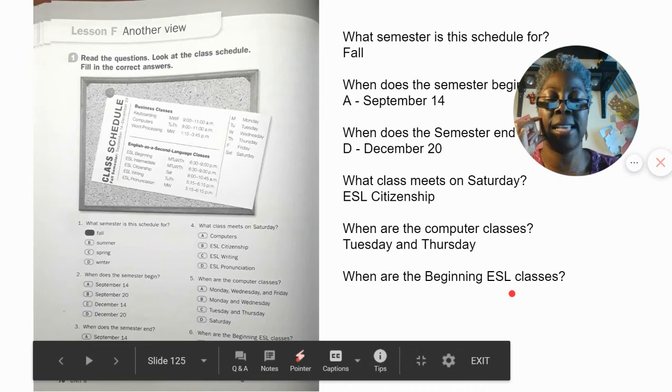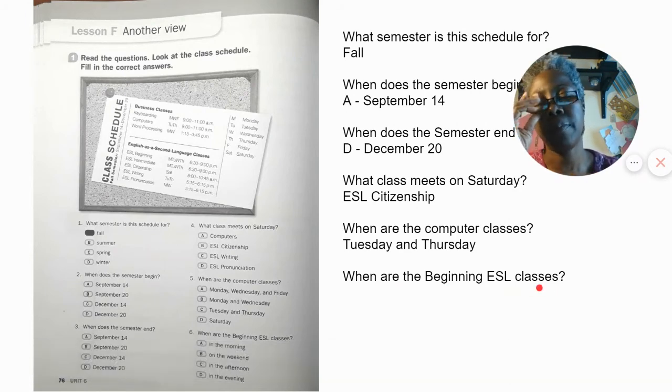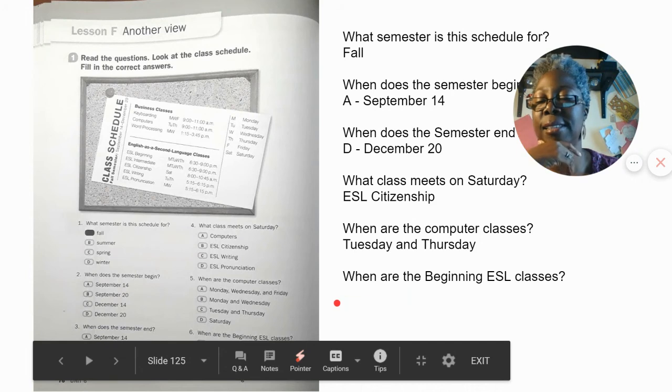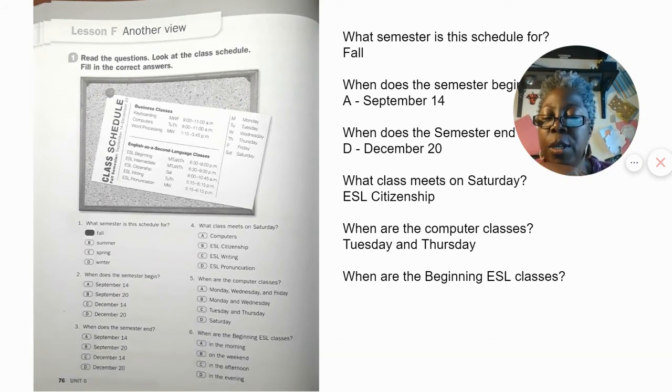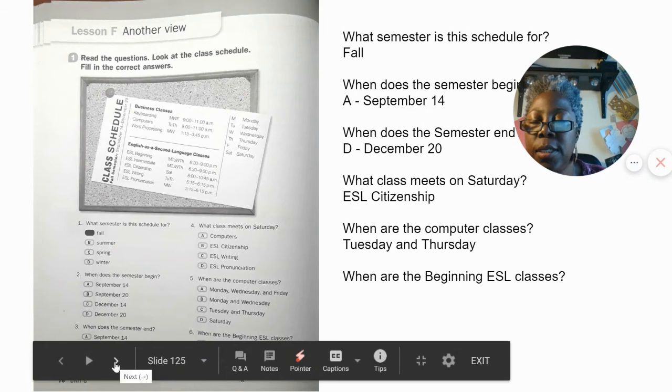When are the beginning ESL classes? And what are our choices? Our choices are in the morning, on the weekend, in the afternoon, or in the evening. And these are beginning ESL classes. So we look at beginning and we see that it's 6:30 to 9 p.m. So that makes the correct answer in the evening. All right.